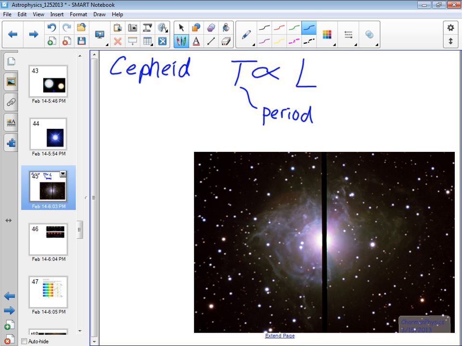We actually use these because of this relationship. We use them as standard candles for the universe. So that's variable stars in general. Cepheids are special stars where the period is proportional to the luminosity. Variable stars are just stars in general whose luminosity varies with time.